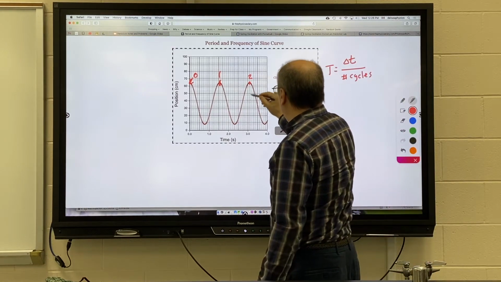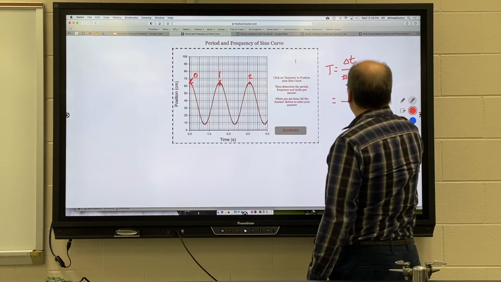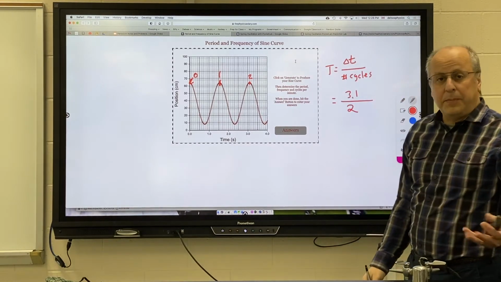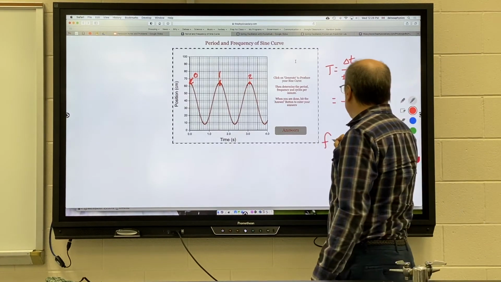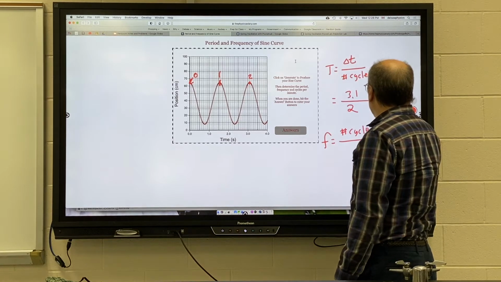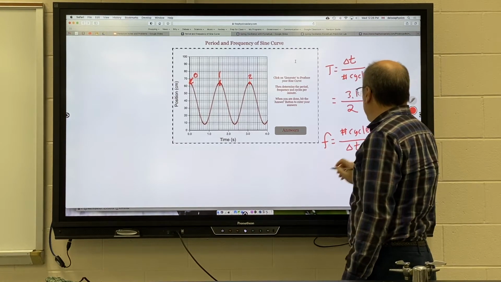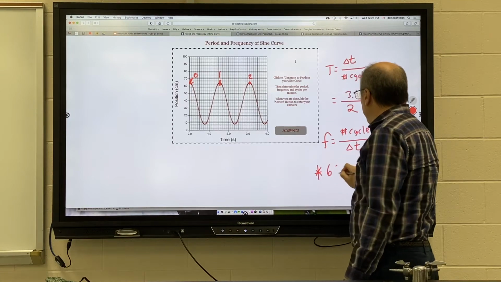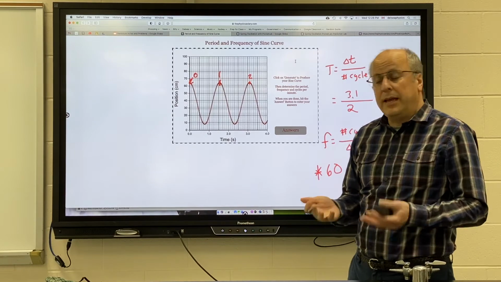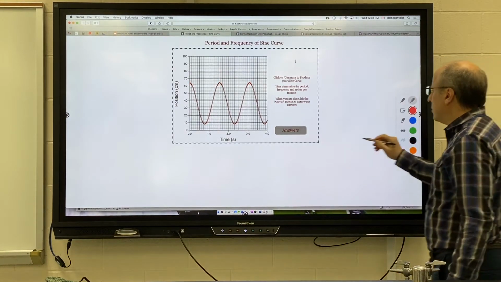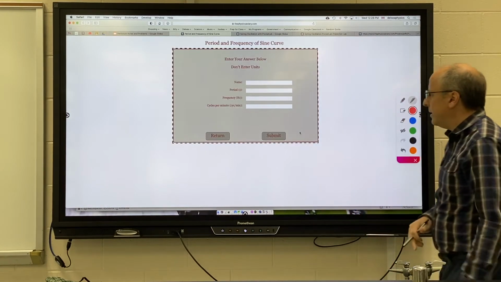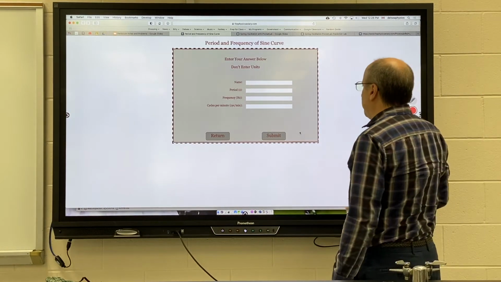Okay, so we have about 3.1 seconds and we have 2 cycles. That'll get us the period. To find the frequency, you do the reverse: number of cycles over the change in time. To figure out how many cycles will be per minute, you just take your frequency and multiply by 60. So this is pretty straightforward, and hopefully you have no problems with it. Just enter it in and hit submit.